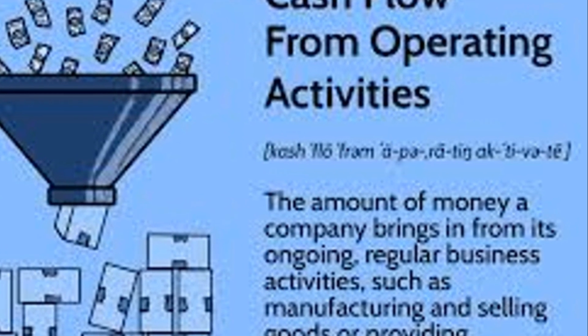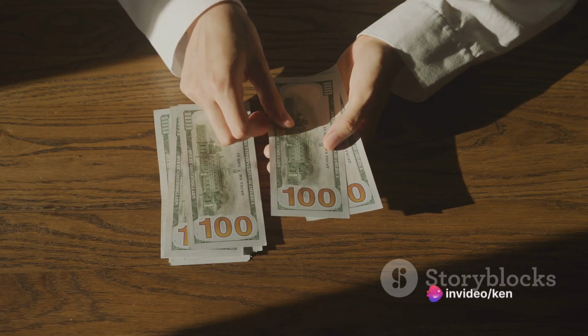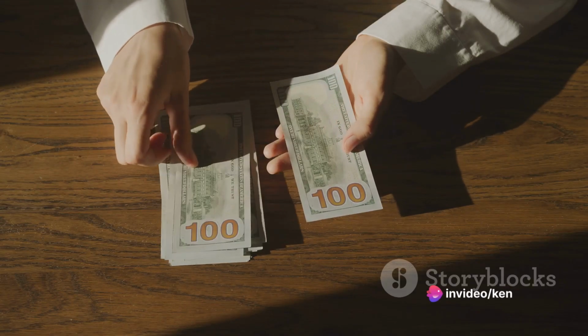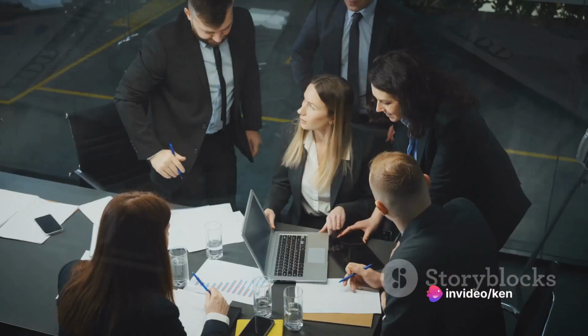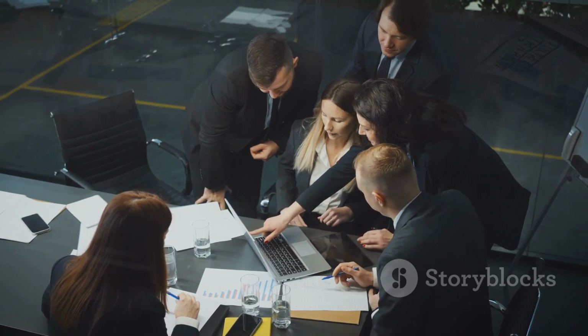Operating activities involve the cash generated from a company's main business operations. This could include cash received from customers, cash paid to suppliers, and cash paid for salaries. Essentially, this section reflects how much cash the company's core business operations are producing.